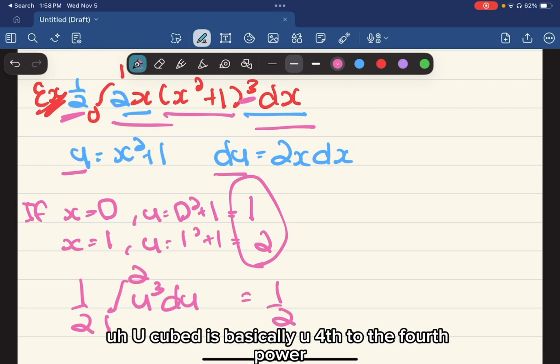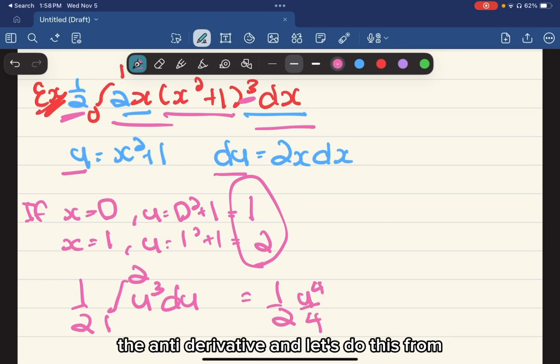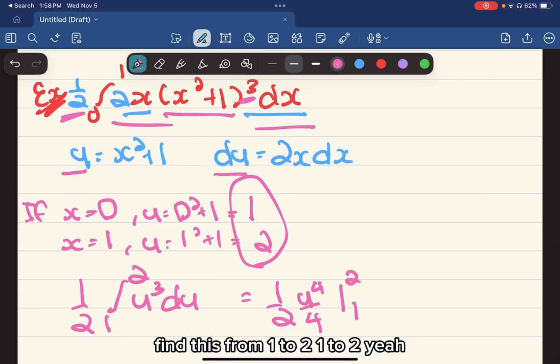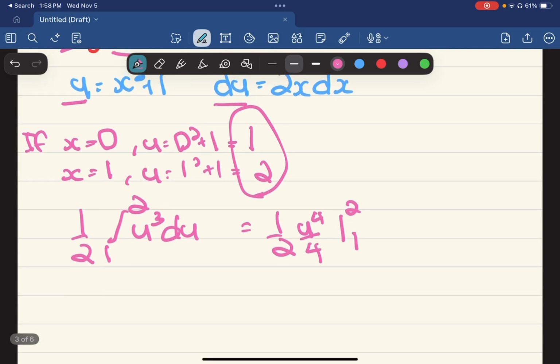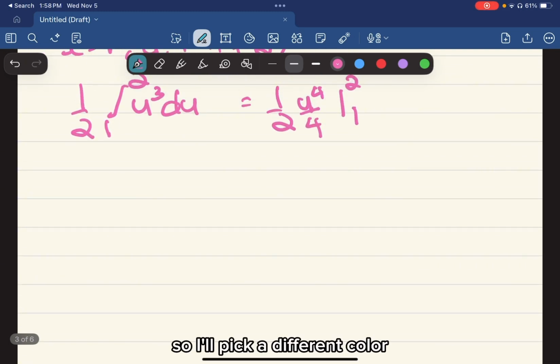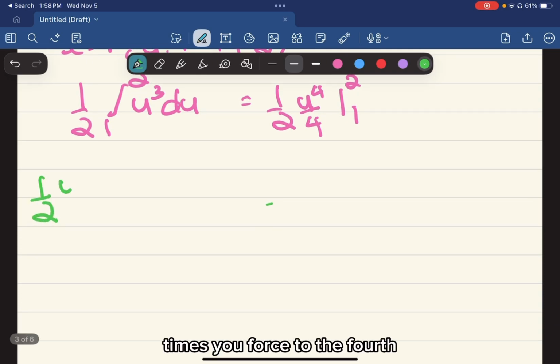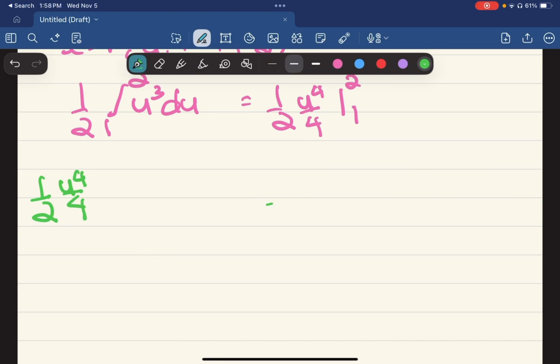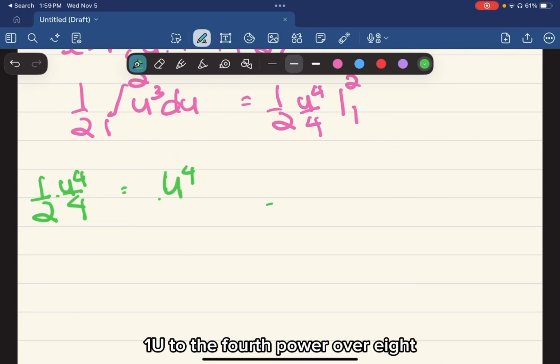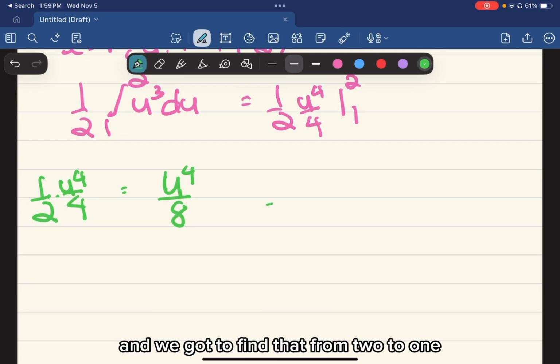u cubed is basically u to the fourth power over 4, the antiderivative. And let's find this from 1 to 2. So I'll pick a different color. Let's find 1/2 times u to the fourth over 4, which we can simplify as 1 times u to the fourth power over 8. And we have to evaluate that from 1 to 2.